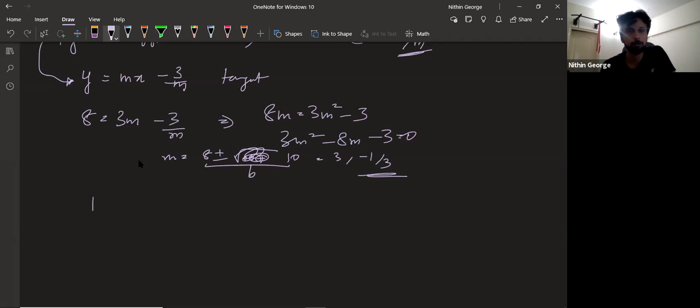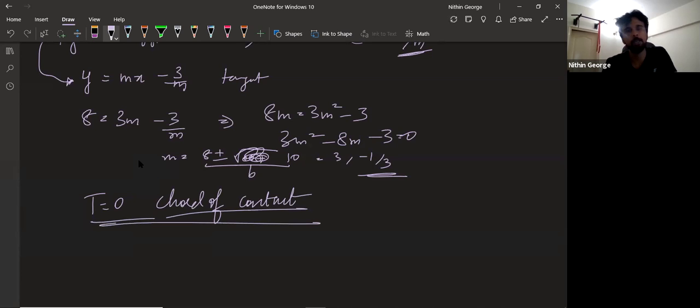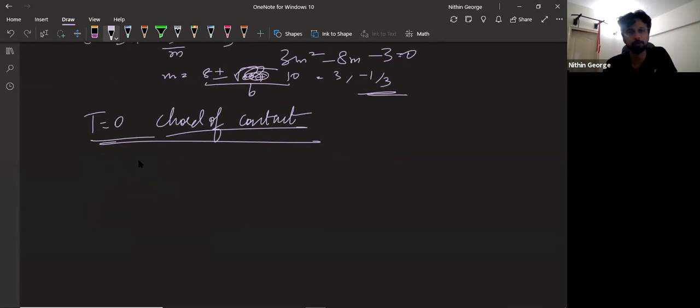Okay. Now, T equal to 0 is the chord of contact. Some of you were missing from yesterday's class, so that's why I'm repeating this again. T equal to 0 is chord of contact. What is chord of contact?